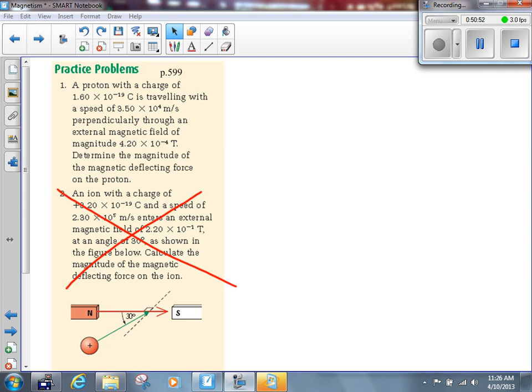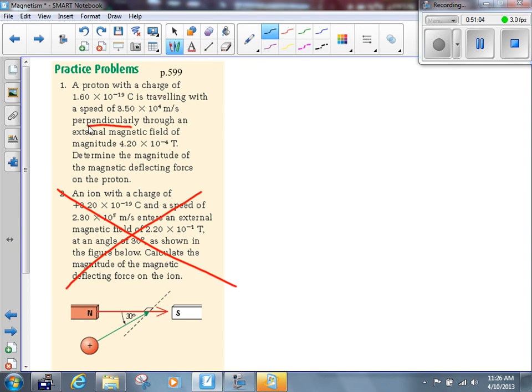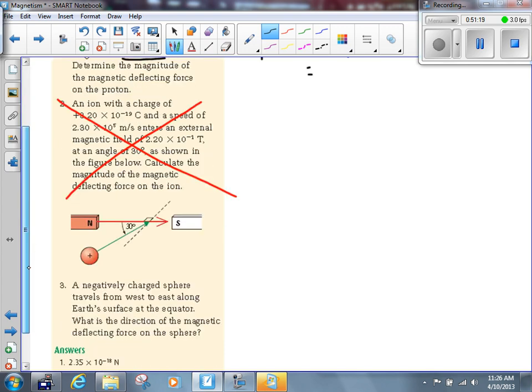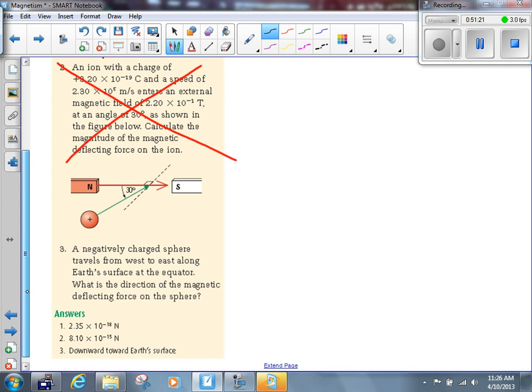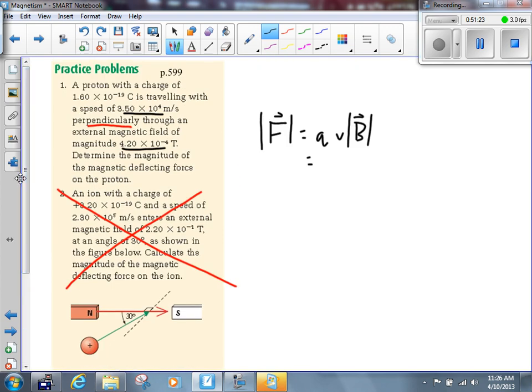Now, we know they're perpendicular, so we know the equation that we learned applies here, but we can't find the direction of the force because we don't know how they're perpendicular, left, right, up, down, whatever. This is a pretty straightforward question. We're just going to find the magnitude of the force by saying F is equal to QvB. Multiply the charge of the proton times the speed of the proton times the magnetic field strength. That should give us the answer that's in the book here, which is 2.35 times 10 to the minus 18. Good?